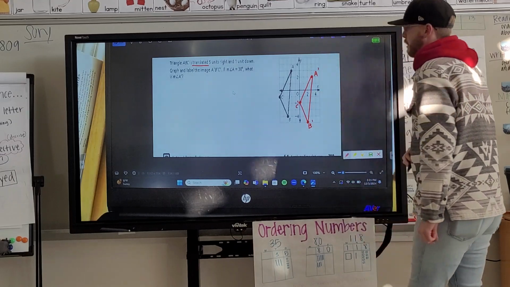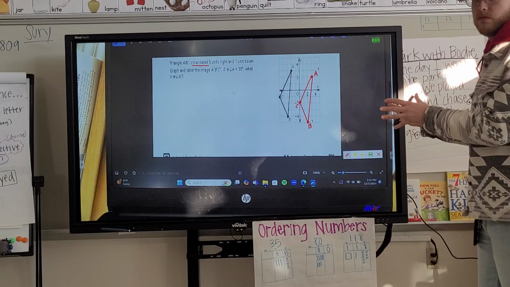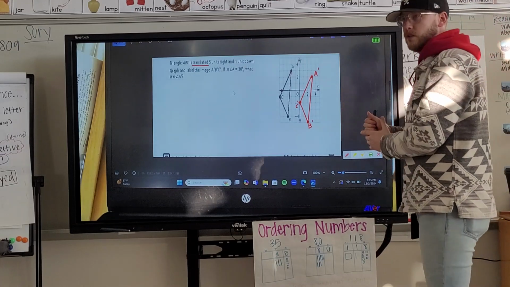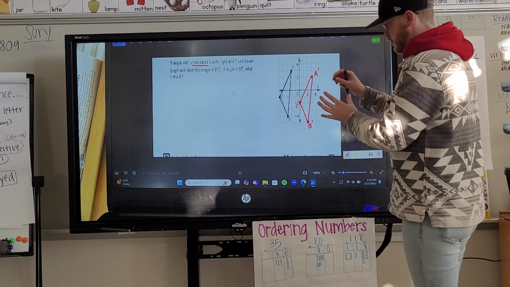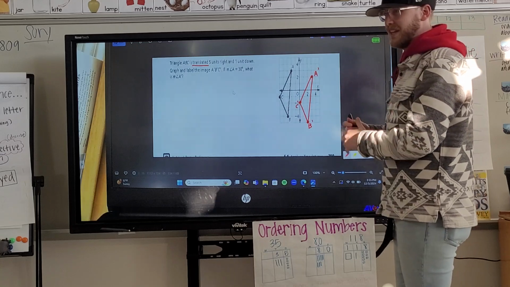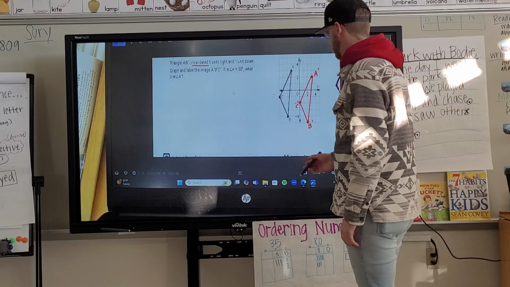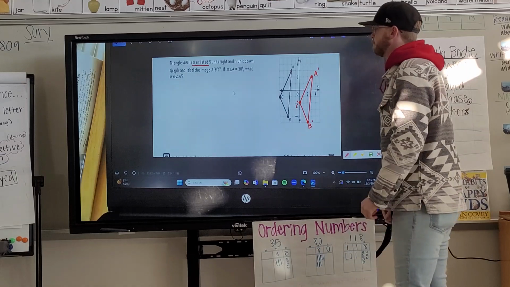You can see it's the exact same shape. I translated it. All I did was move it from one location to the other. The points, the size, translated. They didn't change shape, they didn't change length, they didn't change size. All I did was move it.